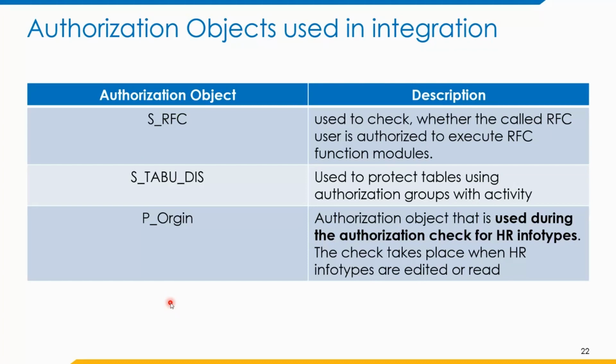As we know, the data is stored in different info types for a specific screen. So whenever a user is trying to change the data that is stored or read the data that is stored, these authorization checks will take place. So these are some important authorization objects that we need to understand.